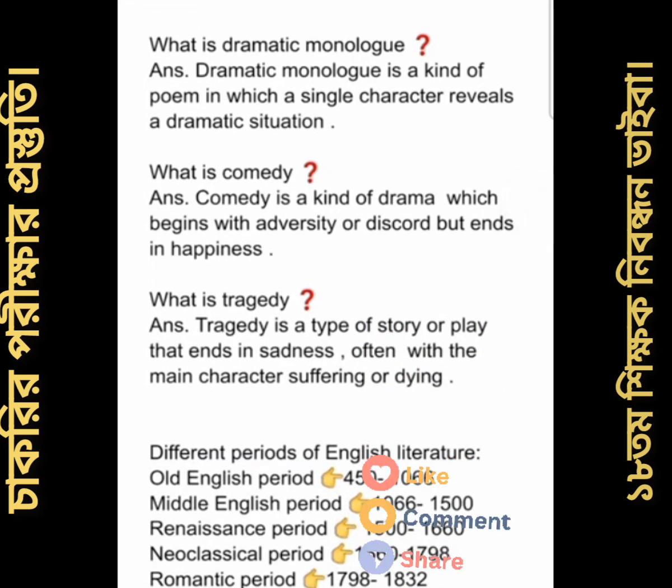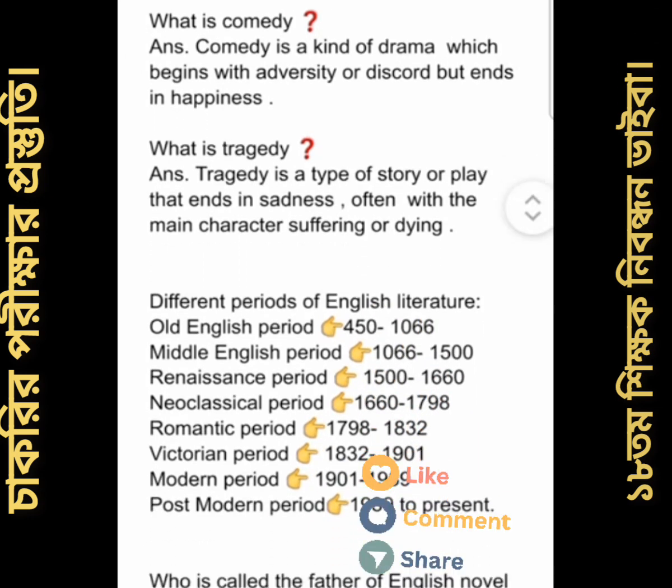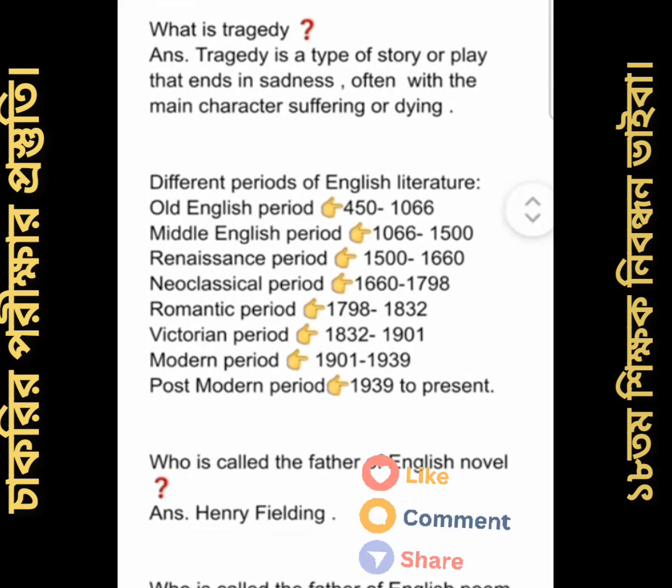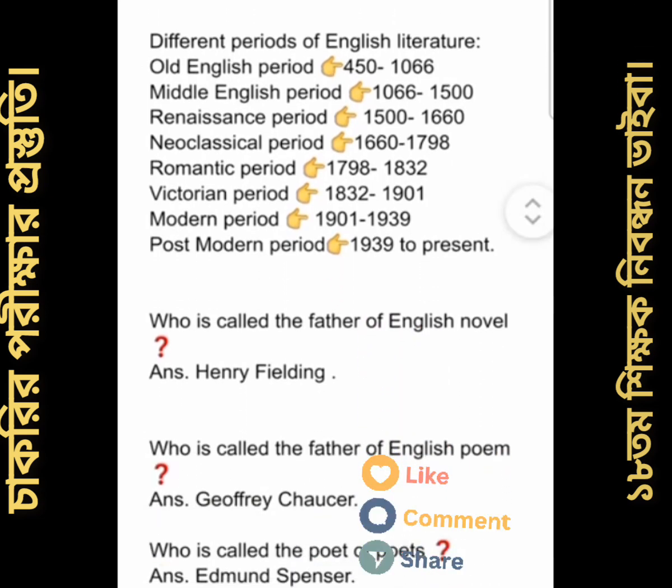What is dramatic monologue? Dramatic monologue is a kind of poem in which a single character reveals a dramatic situation. What is comedy? Comedy is a kind of drama which begins with adversity or discord but ends in happiness. What is tragedy? Tragedy is a type of story or play that ends in sadness, often with the main character suffering or dying.